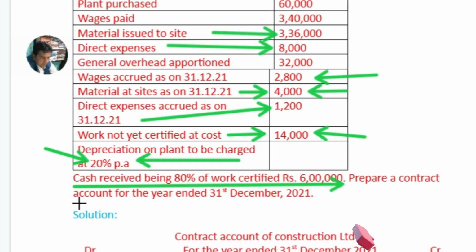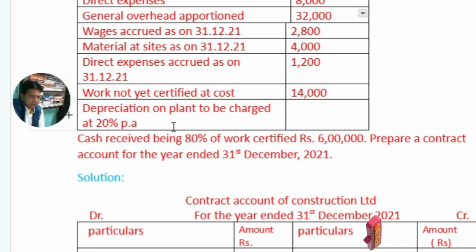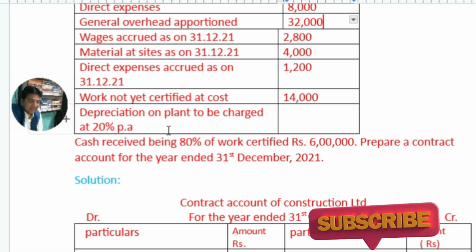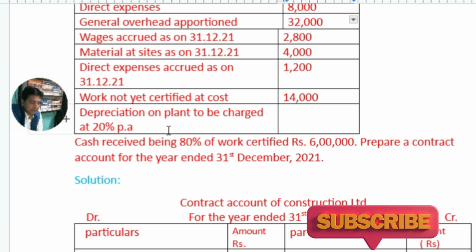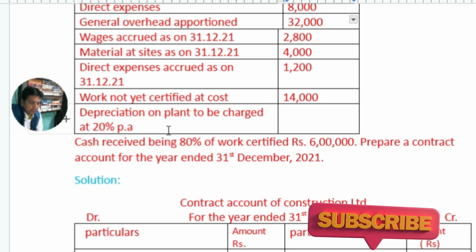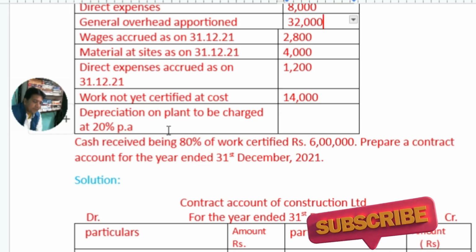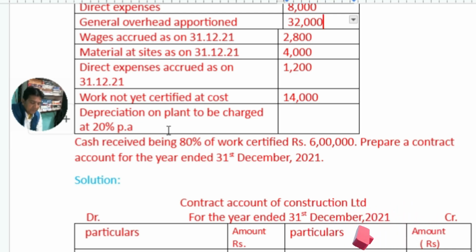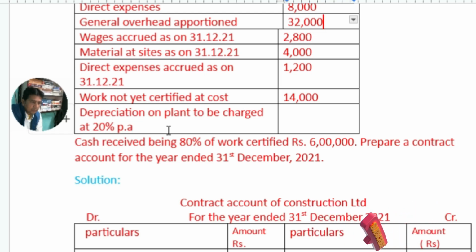Prepare a contract account. When contract work is in progress, the contractor pays a certain percentage of the work certified amount in installments. Generally, the full amount of work certified is not given, keeping a certain margin in the name of retention money, which is payable after the contract work is fully completed, if there is no fault in the contract work.